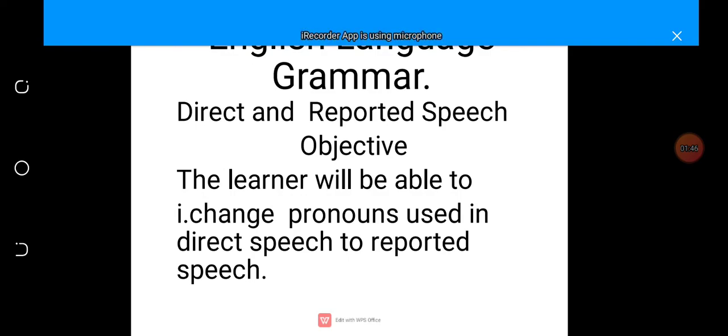Then for reported speech, we said that it's not the exact words of the speaker. And for reported speech, we said that the subject, the pronouns, the verbs will change. In today's lesson, we mainly want to look at changing pronouns used in direct speech to reported speech.